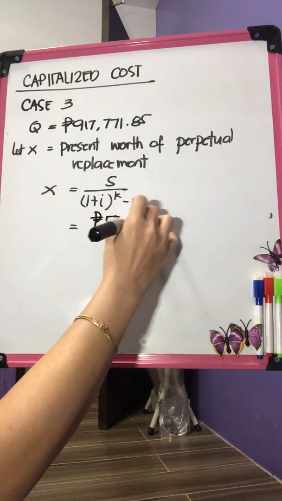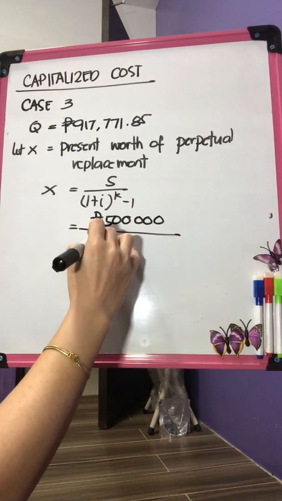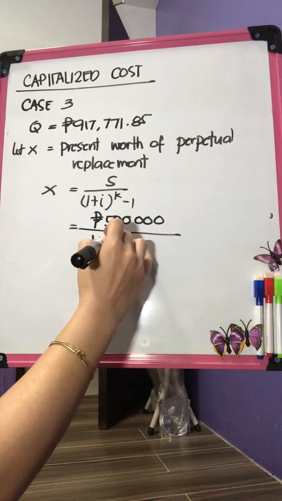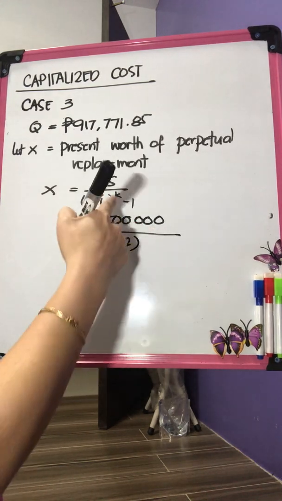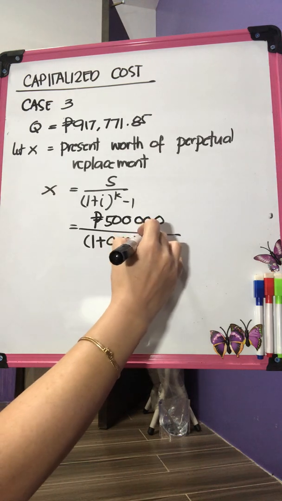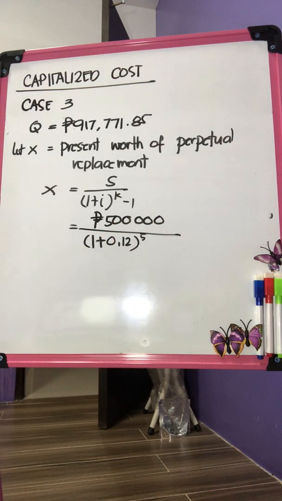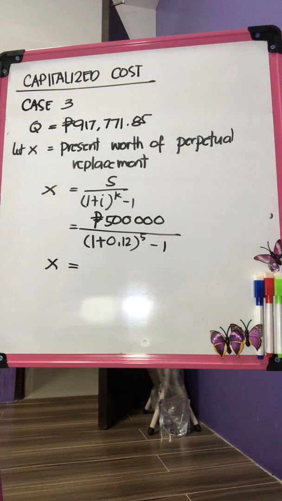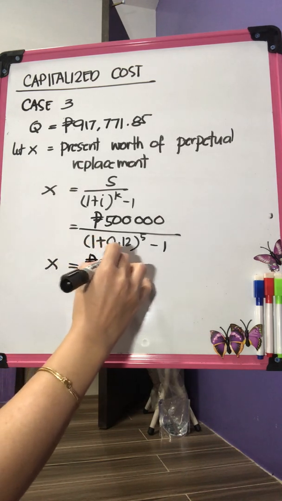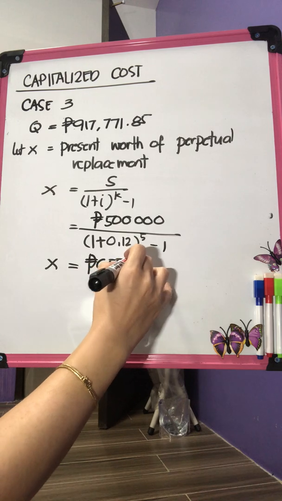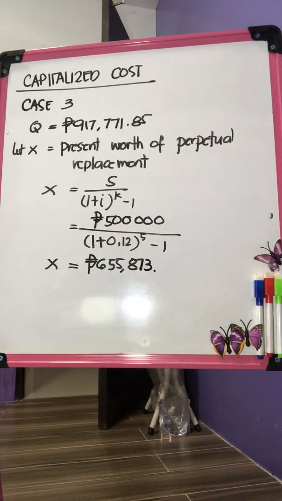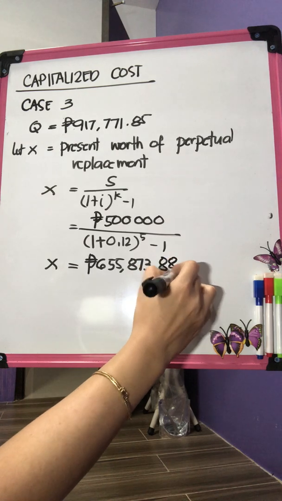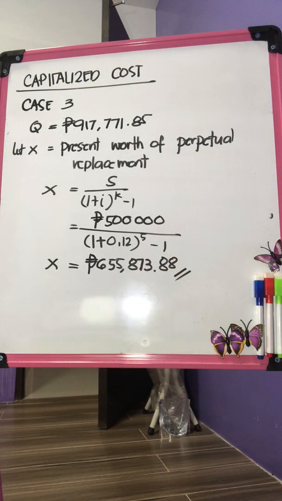So 500,000 all over 1 plus i. So yung rate of interest natin is 12%. Okay? Raised to K. So yung K natin, useful life natin dito is 5 years. Ibig sabihin, every 5 years, they have to replace the equipment, minus 1. So ang makukuha nating value ng X dito is equal to 655,873 pesos and 88 centavos. So that is for X.